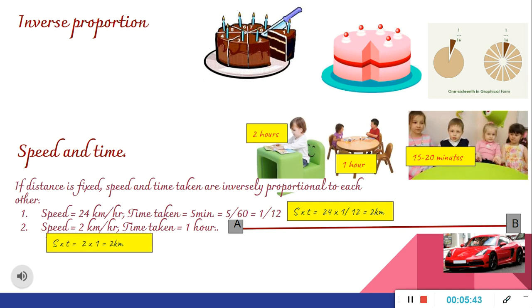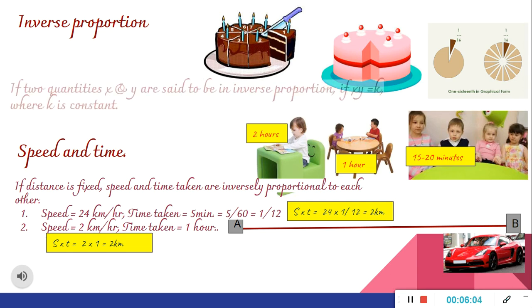So basically we see that the value of speed into time is the same in both the cases, right? So this is another example which shows that speed and time are inversely proportional to each other. The higher the speed, the lesser the time; the lesser the speed, the higher the time, provided distance is fixed. So what is inverse proportion?